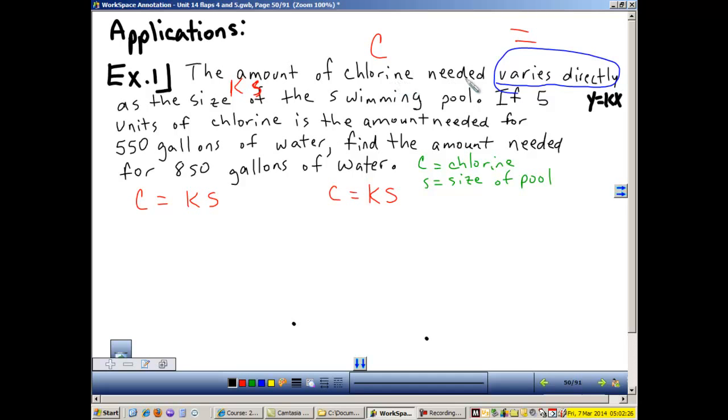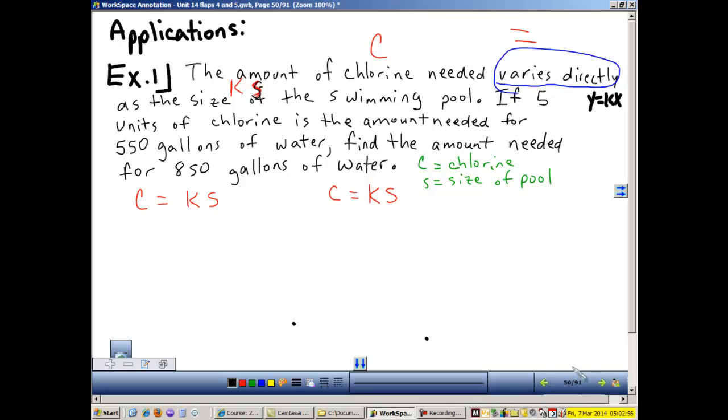The amount of chlorine needed varies directly. So this is like my y. So chlorine, C, is equal to chlorine. Varies directly, there's my equals, as the size of the swimming pool. So that is my x right here, the size of the swimming pool. K is my constant of variation. So my formula is C equals K times S.